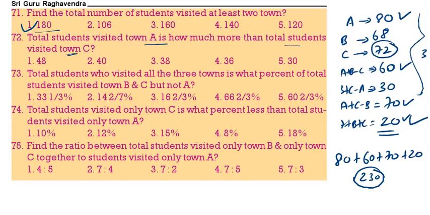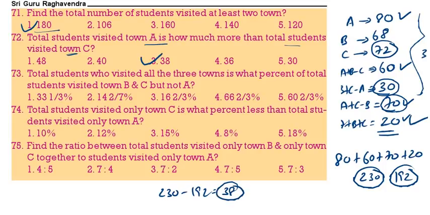This is 72. This is 30, 102. 102 plus 70, 172, 192. This is total 192. The difference of 230 and 192, that is 38. 38 is the correct answer for this. Then see the next one.